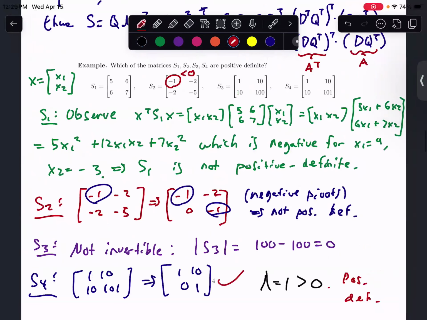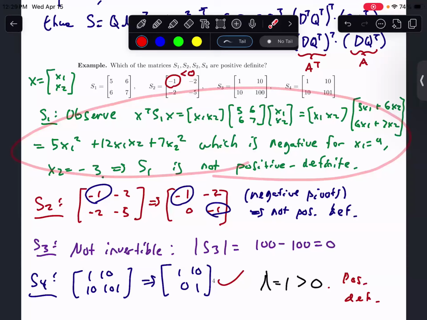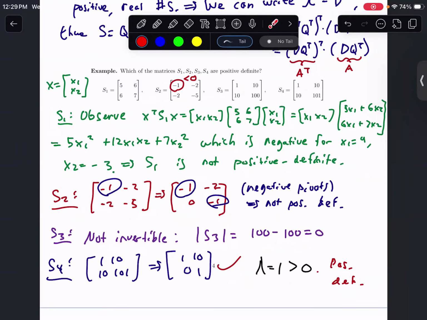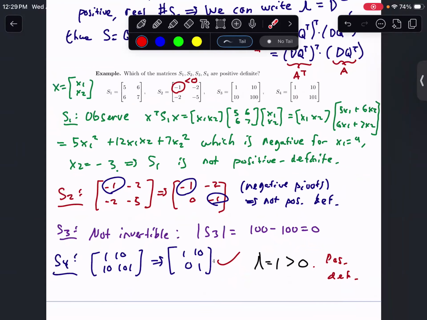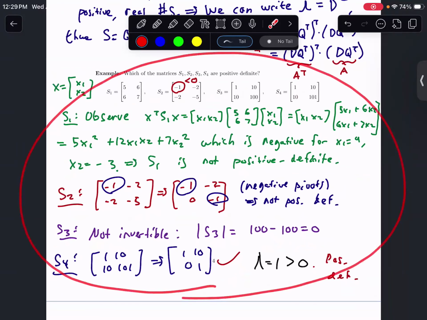Right, so that's usually how these things go. Maybe it looked bad when we were going through the proofs or this example, but as long as you can find the pivots, which you should, because you should know how to do row reduction at this point, you can see whether or not it's positive definite. Okay, any questions about any of these examples?